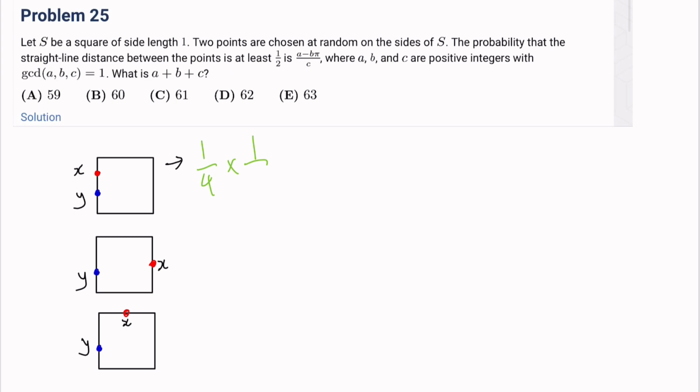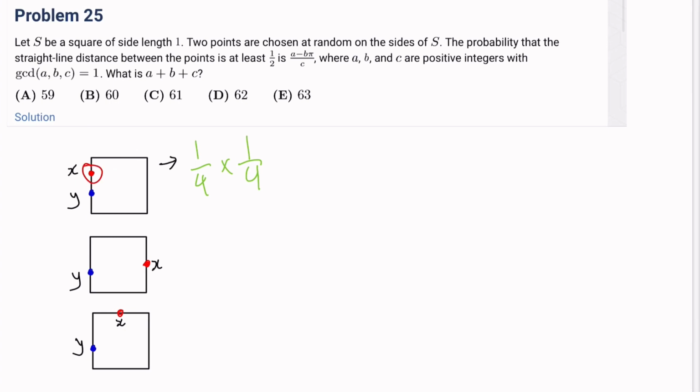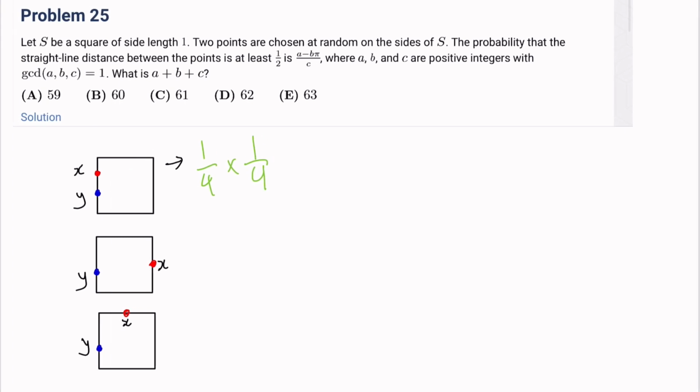So that's 1/4, right? Because x can go anywhere from here, and it chose this one, so it's 1 out of 4. And if x and y are on opposite sides, their minimum distance is actually 1, right? So their minimum distance is 1. That means they will always be at least 1 apart, so that also means they will be at least 1/2 apart.